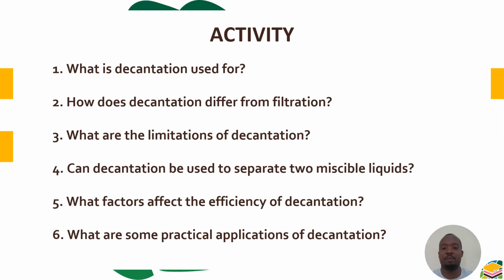Okay, so we have revised the types of mixtures: homogeneous and heterogeneous. We have seen that heterogeneous mixtures, more especially suspensions, can be separated by several physical methods, such as decanting and filtration. We proceeded by looking at the general process of decanting, the materials used, the examples, and we have also appreciated the videos illustrating the process of decanting. Having done all of that, let us do the following activity.